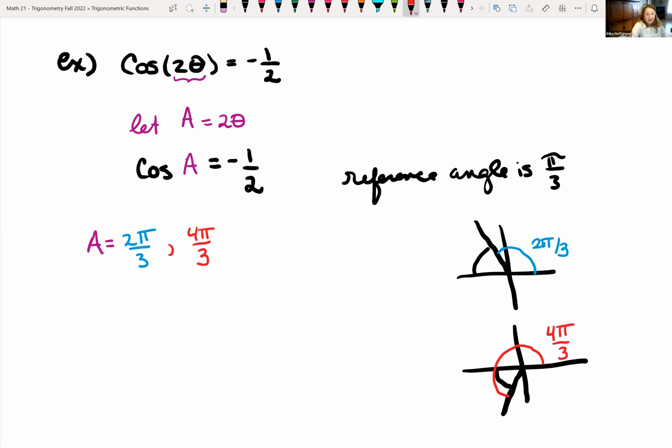So we don't want A, we want theta. So we're going to say, well, A is equal to 2 theta. So we're looking at 2 theta equal to 2 pi thirds.